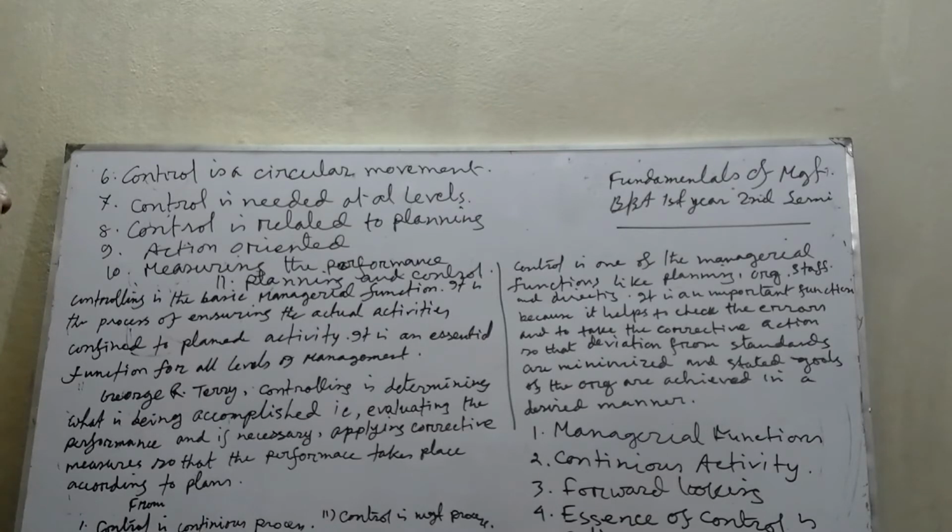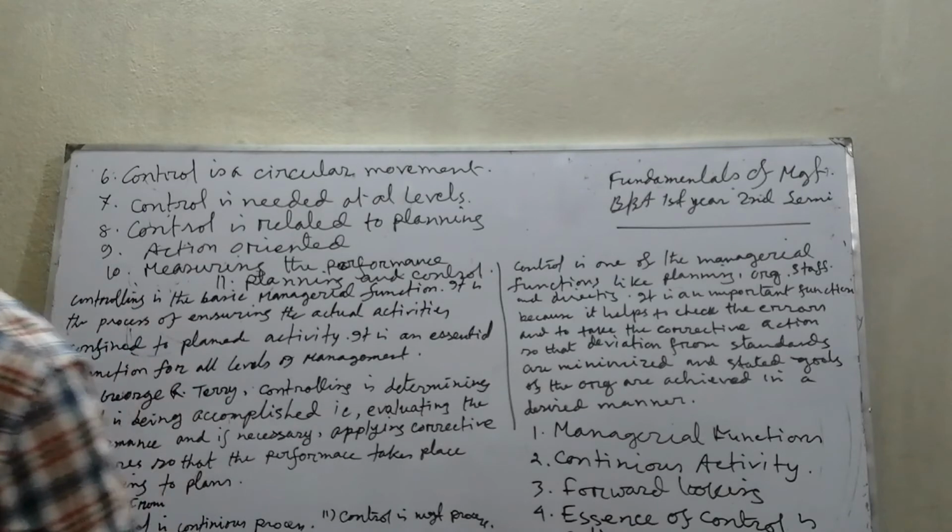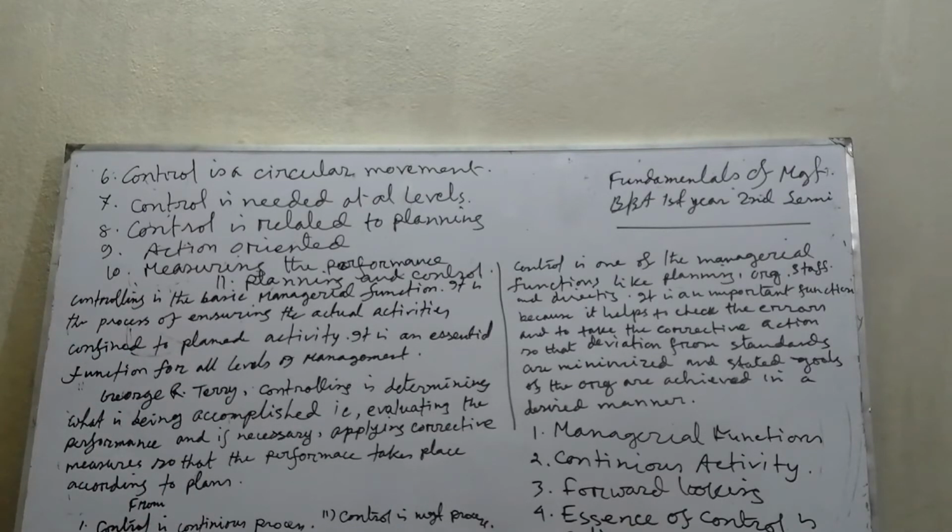And the next characteristic, action oriented. Control is action and result oriented. Its main aim is to take corrective action whenever performance is not as per the standard. If such corrective action is not taken immediately, the very purpose of control will be defeated. So control is action and result oriented.